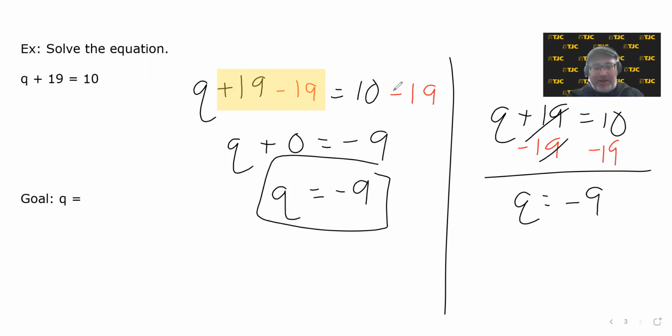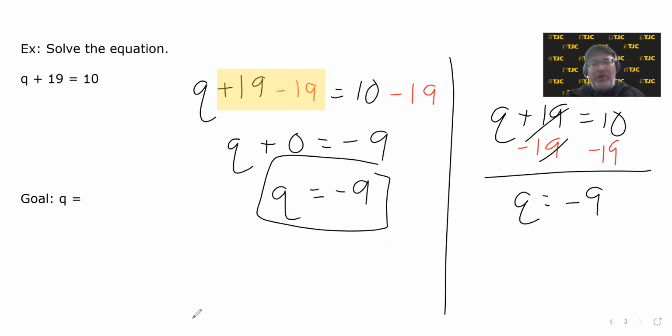Some people on a problem like this might do a minus 10 on both sides to cancel the 10s, but canceling the 10s doesn't get you closer to your goal of getting the letter by itself. So identify the goal, get the letter by itself, identify the obstacle that's preventing you from that, the 19, and then take measures to overcome that obstacle.